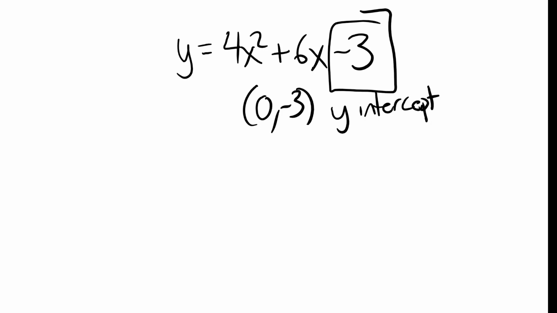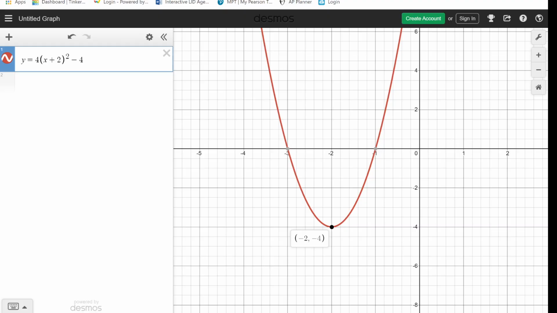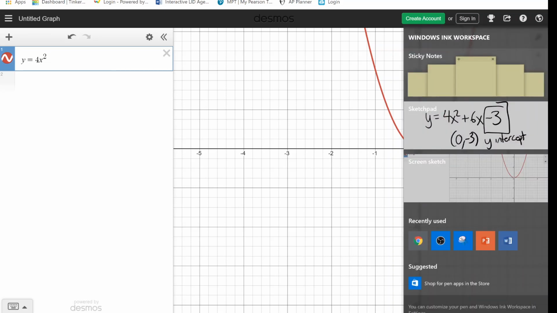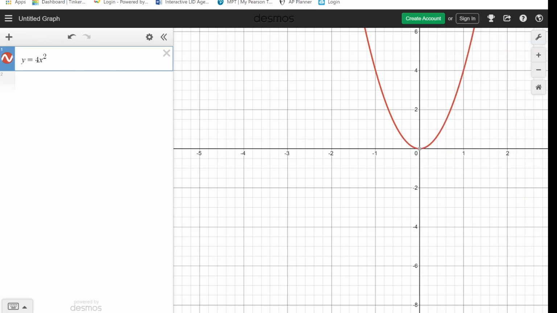But sometimes the problems will ask you, hey, in standard form, find me the vertex, the axis of symmetry, and that sort of stuff. So the stuff we were figuring out from vertex form. So how would you do this? You'd actually pop back into Desmos. So if I put in this graph, 4x squared, let me remember what my function was, plus 6x minus 3.